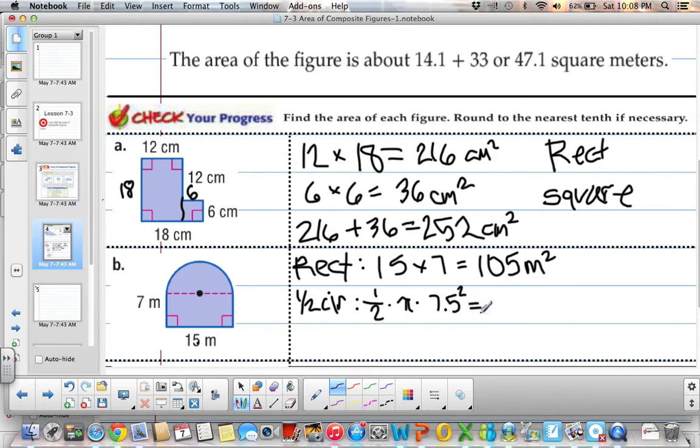So I usually go 7.5 squared is 56.25, and then I'm going to times it by 0.5, which is half, so I get 28.125, and now I'm going to multiply it by pi, and I'm going to use the pi symbol on my calculator. You can use 3.14, but if you have pi on your calculator, use that. We may get a little bit different answers. But I get 88.36.